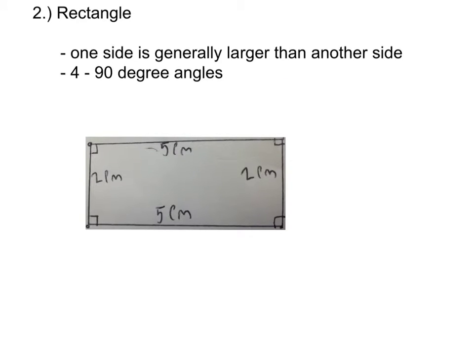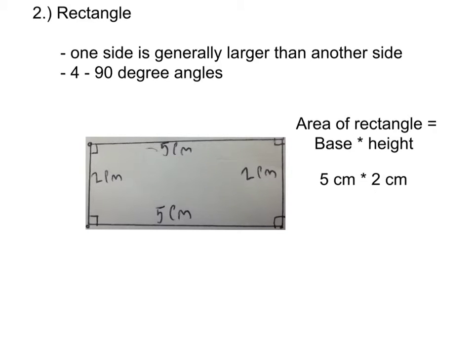Our rectangle is going to be the next type of quadrilateral we'll look at. A rectangle is signified by one side generally being larger than another side, and it also has four 90-degree angles. Similar to the square, the area of a rectangle is also represented by base times height. Well, our base is 5 centimeters and our height is 2 centimeters. And 5 centimeters times 2 centimeters gives us 10 centimeters squared.